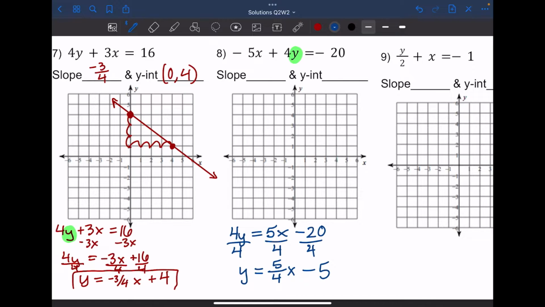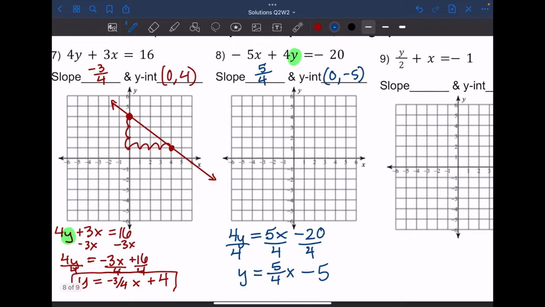So we're going to start down at negative 5, because that's our y-intercept, so 0, negative 5, and then our slope was positive 5 over a positive 4, so starting at negative 5, going up 5, and then over 1, 2, 3, 4, those 2 points right there. We're going to draw a nice line right through those, and that is our line.